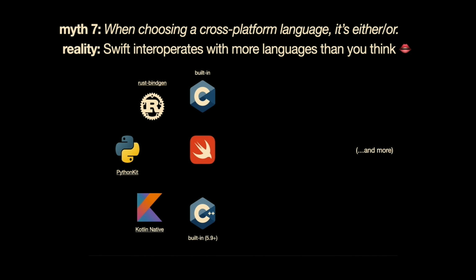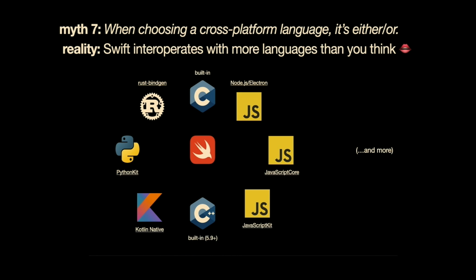And the reason that this is possible is because Swift has these great interoperability capabilities. So it can interoperate with C, Rust, Python, Kotlin, C++. It can interoperate with JavaScript. This is JavaScript Kit for WebAssembly. This is JavaScript Core. This is Node.js. So yeah, there's a lot of JavaScript in here, but JavaScript is super popular. And if you're using Electron, for example, you can actually include Swift code.